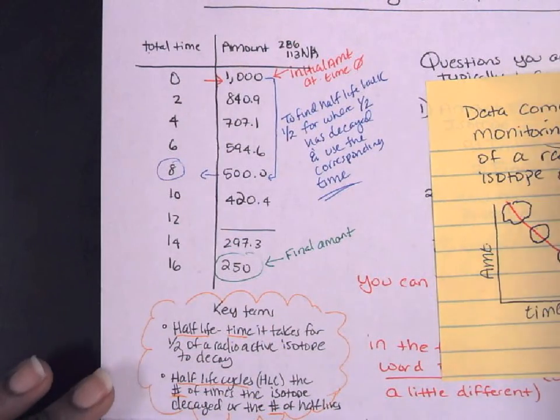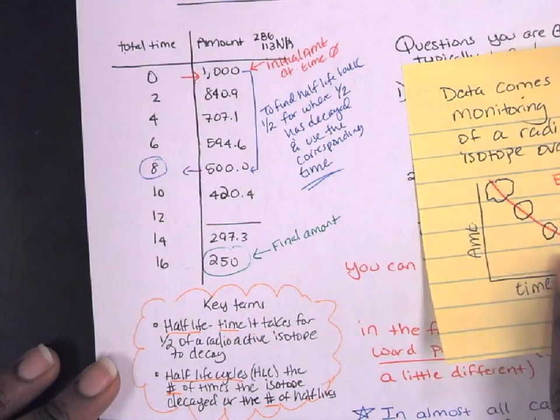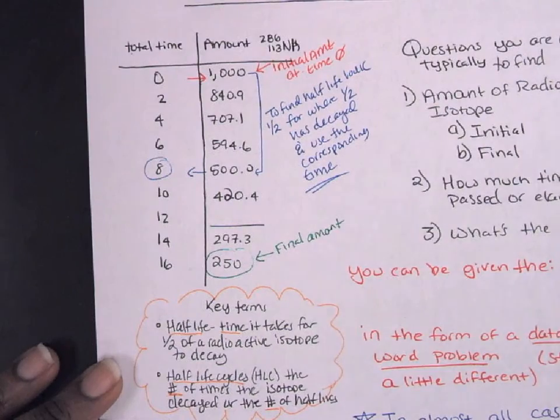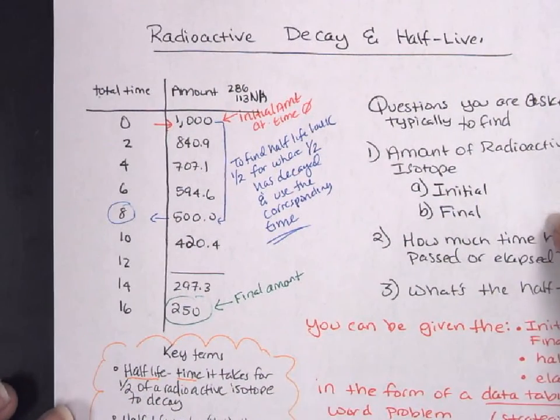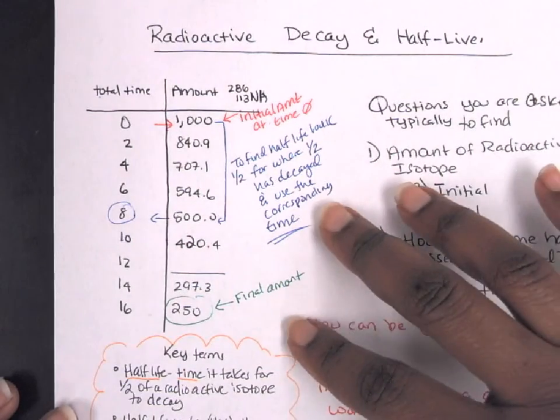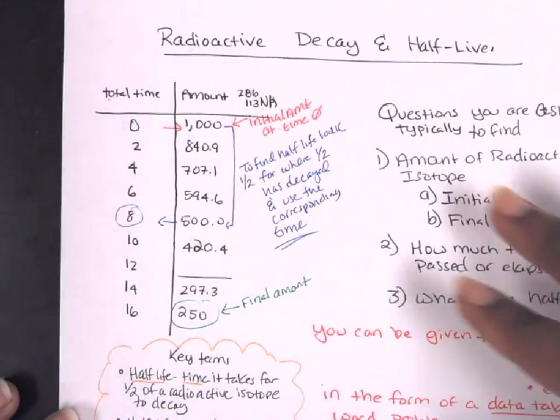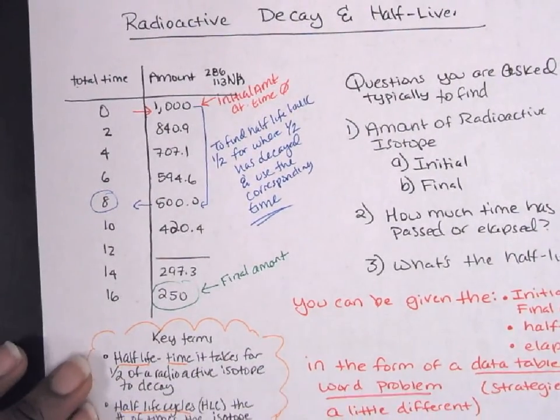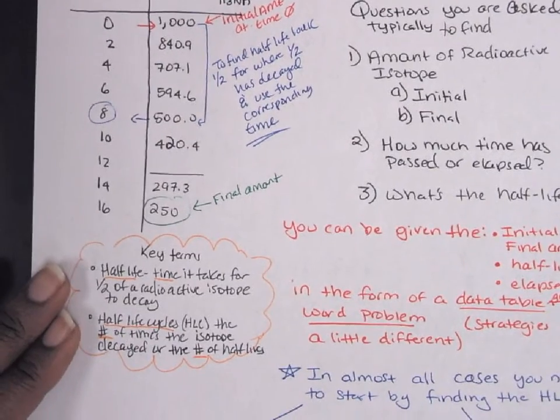Okay, so now that we've looked at the types of questions you'll be asked, the information that you'll be given, and how to find given information from a table like this, now let's go into what it is you actually need to do.